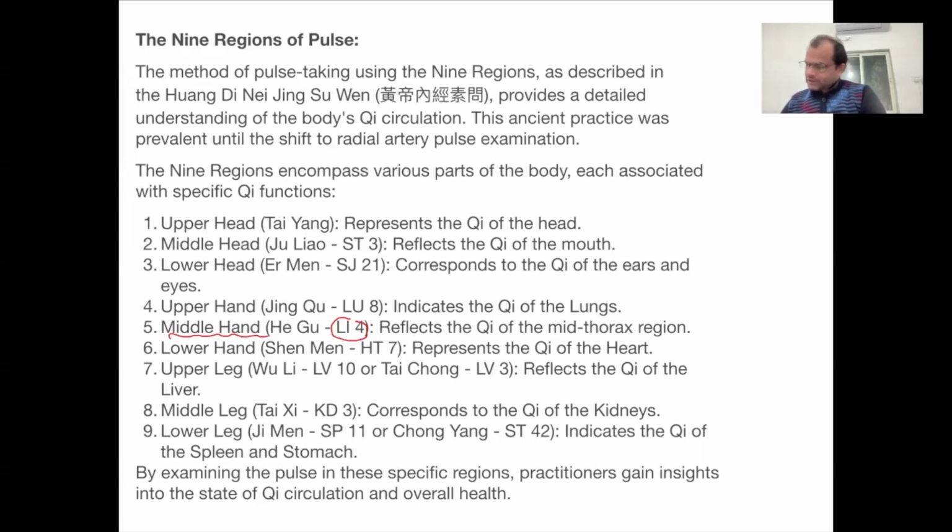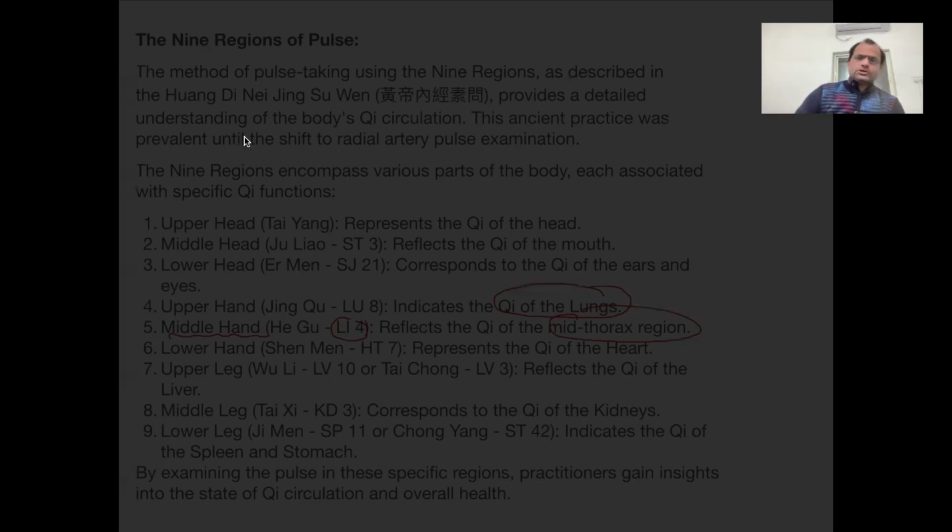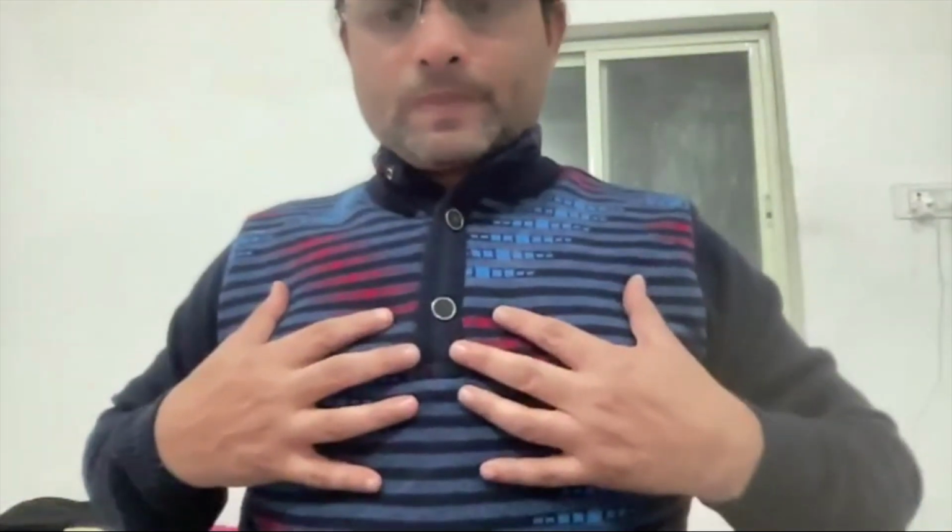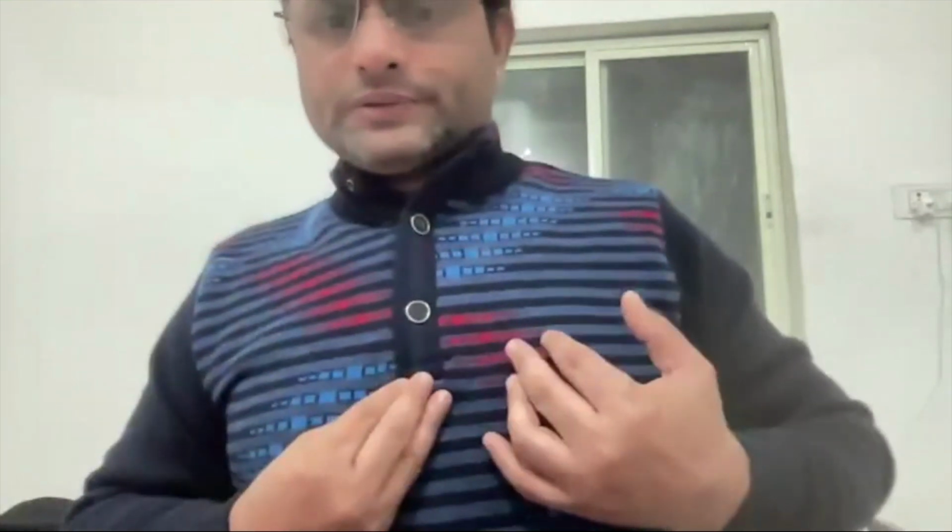So first we have seen the condition of the lungs. Now we'll be seeing the condition of the mid-thorax region. अब हम mid-thorax region की ऊर्जा को देखेंगे. So actually, if we see the chest cavity, अगर हम छाती की बात करें, number 1 we have lungs, number 2 we have heart, and many other structures.